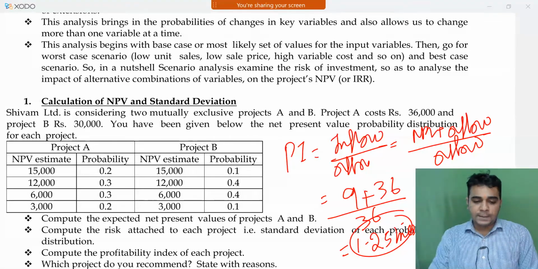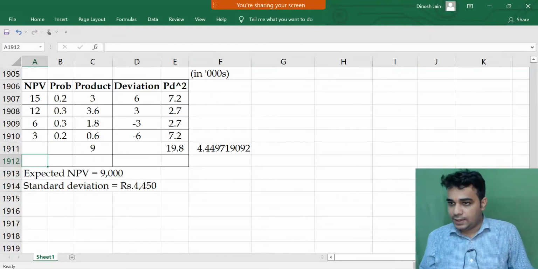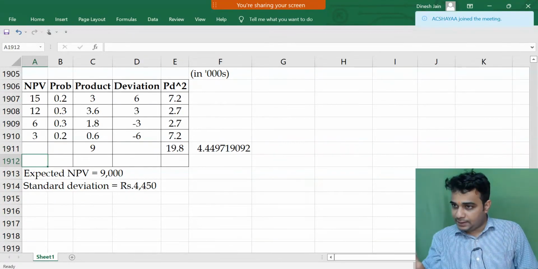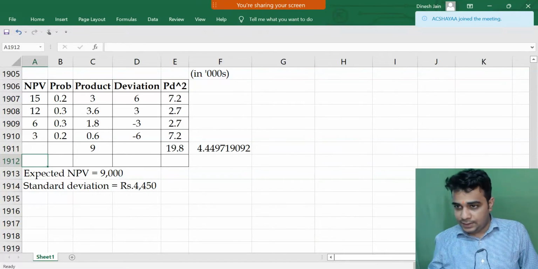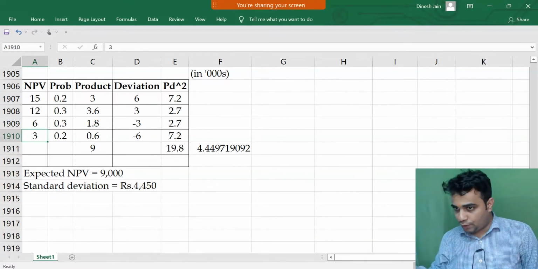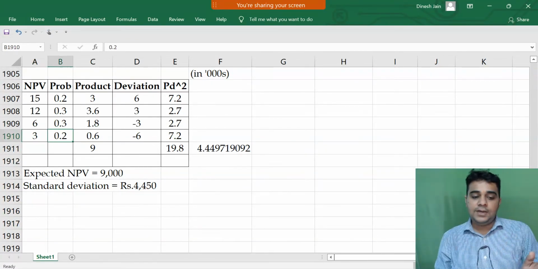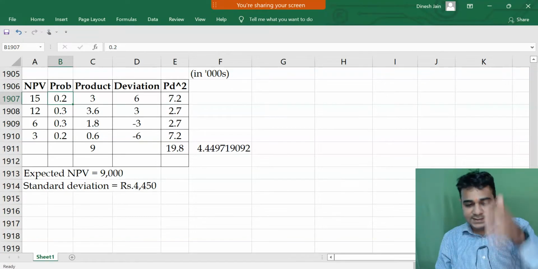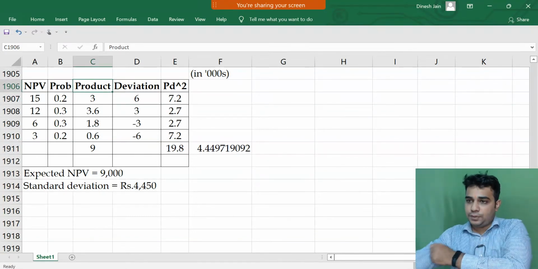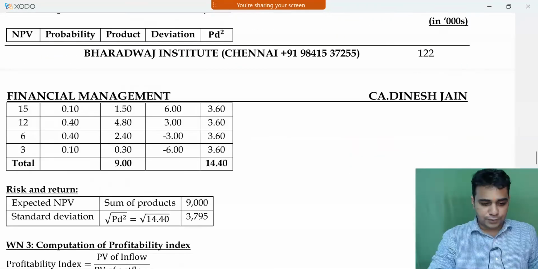The important part is this: NPV, probability, product, deviation, and PD square. This is the format which will help you calculate the expected NPV and standard deviation. Expected NPV is NPV into probability. You get the product, put a total of the product. That's called the expected NPV of the project. Deviation is NPV minus the sum of the product, and PD square is probability into deviation into deviation. Any doubts on this? Let's get to question 2.